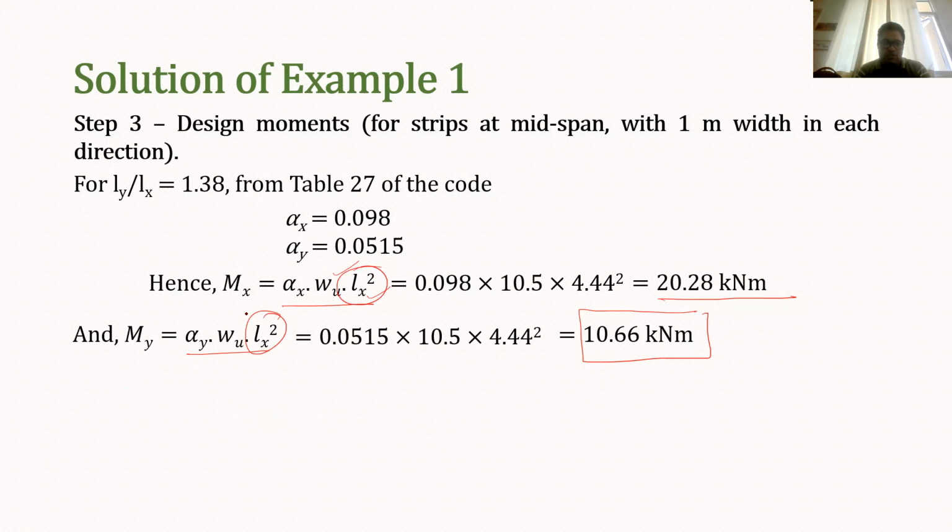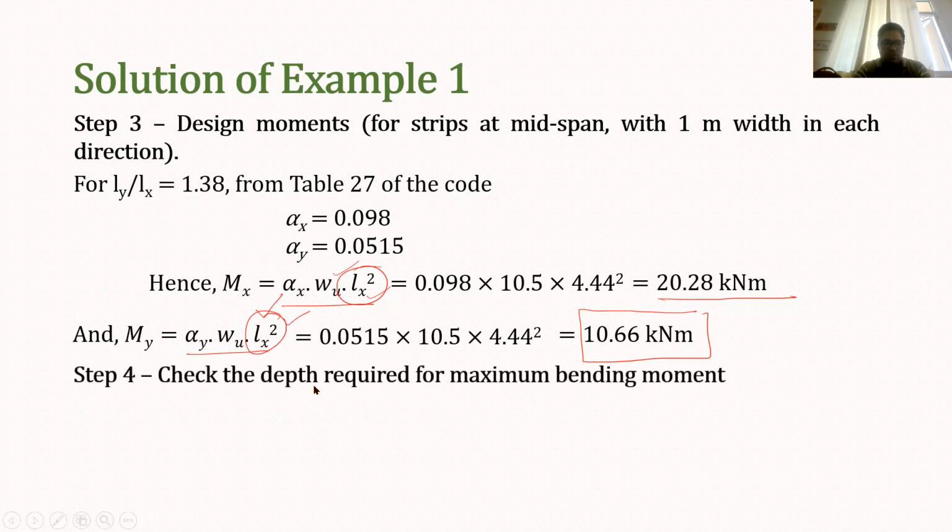Please do not confuse with this Lx in these two terms. For both the formulas, we will be using Lx only. We will not use Ly for my. So here we will use Lx only. So please remember that.